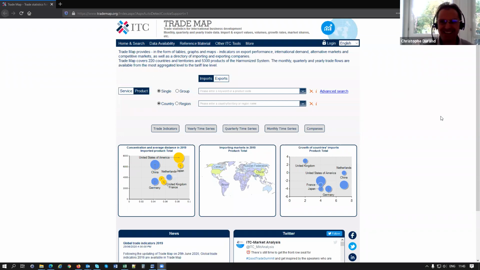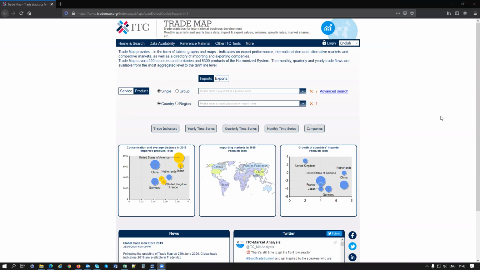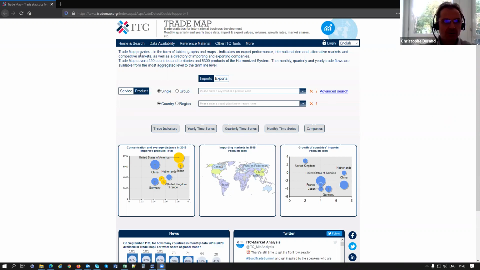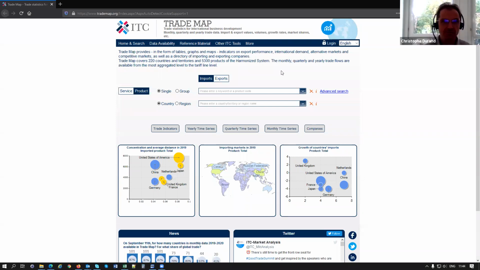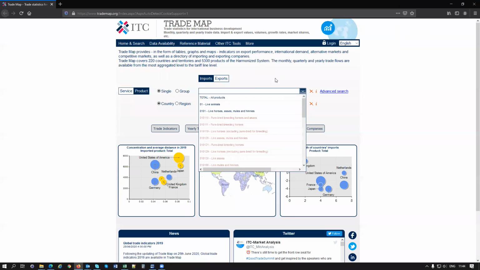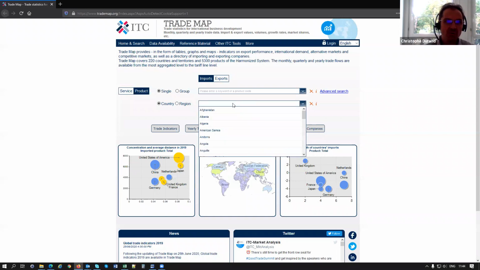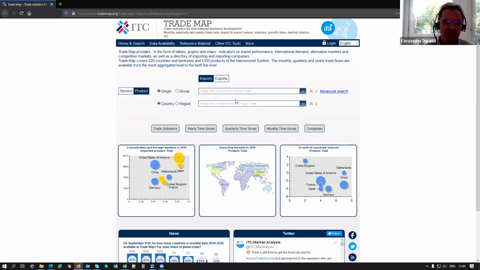Thank you very much. Okay, so that's the tool. That's the homepage, how it looks when you go to trademap.org. That's something I understand you've seen, so I'm not going to go through the menu on the top where you can get the data availability and reference materials and so on and so forth. You have all understood that from there you can start already selecting a particular product and or a particular country and start your analysis.